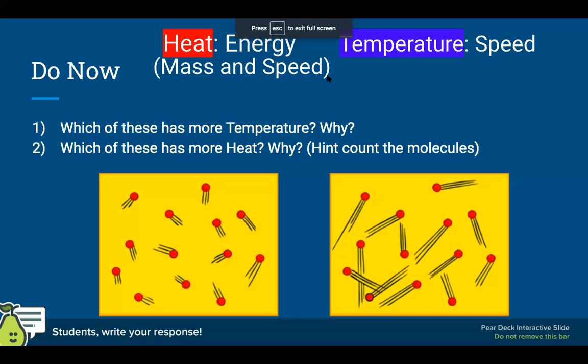All these questions are just going to be paused for Edpuzzle, so reminder on what heat and temperature mean. So use these definitions up top to remind yourself of the do now. Which of these has more temperature? Why? And which of these has more heat and why? My hint is to count the molecules.